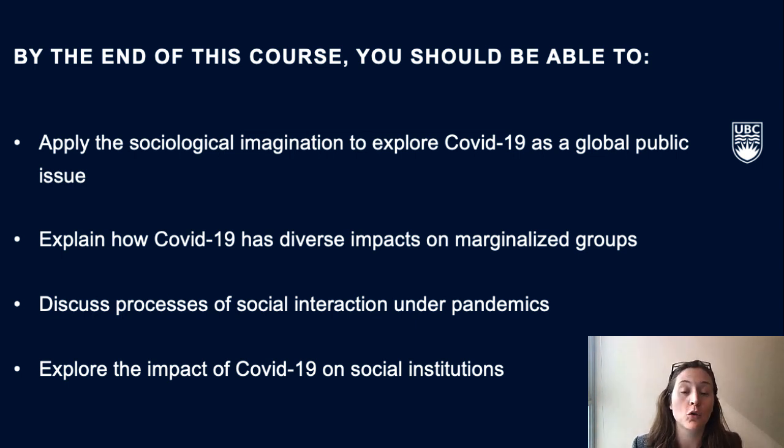We have at least 4 course goals, and you can see these on the first page of our syllabus in the upper right-hand corner. By the end of this course, you should be able to apply the sociological imagination to explore COVID-19 as a global and public issue, explain how COVID-19 has diverse impacts on marginalized groups, discuss processes of social interaction under pandemics, and explore the impact of COVID-19 on social institutions. Let's talk briefly about each of these goals.